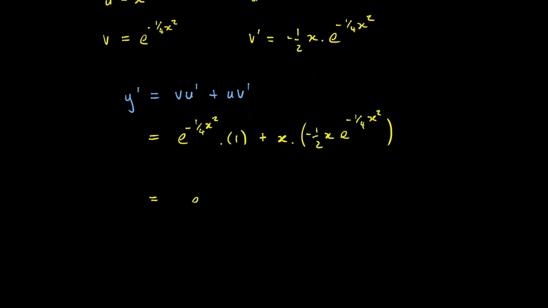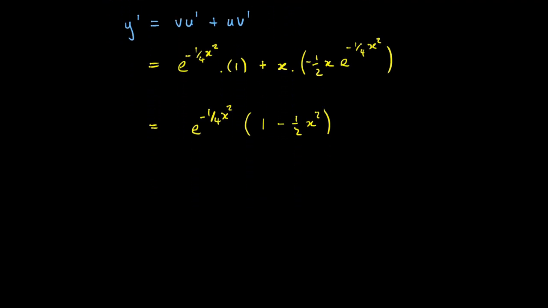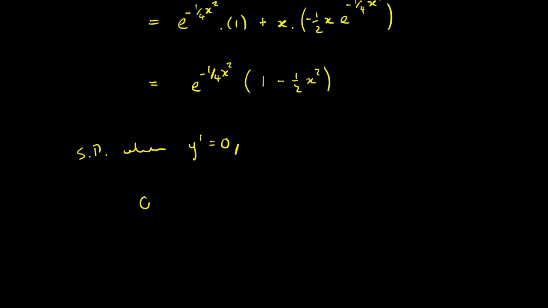So I can factorize out e to the minus a quarter x squared, and that's going to give me 1 there, and negative a half x squared there. Okay. Now we want to find where dy/dx is equal to 0. So we're going to write something like this: stationary point when y prime is equal to 0. So I can set this whole thing equal to 0. e to the minus a quarter x squared times 1 minus a half x squared there.